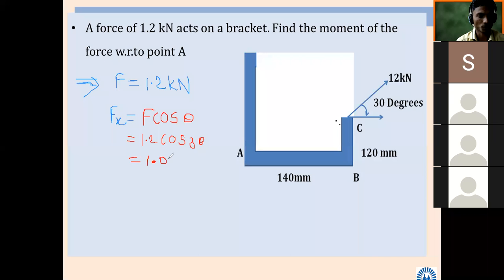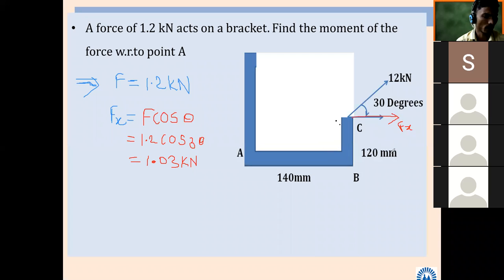What will be the unit? What have we calculated here? Kilonewton. This Fx we have calculated. So how will this force be? In this way, shall I show it here? Fx will be something like this.